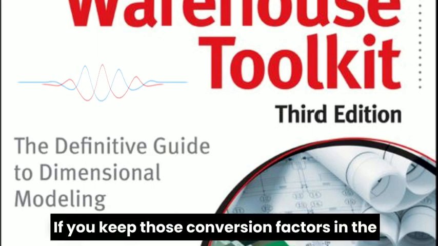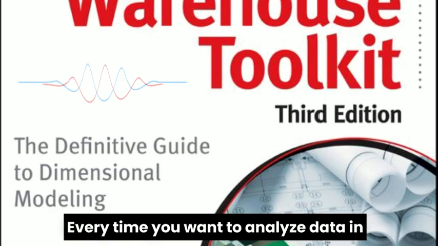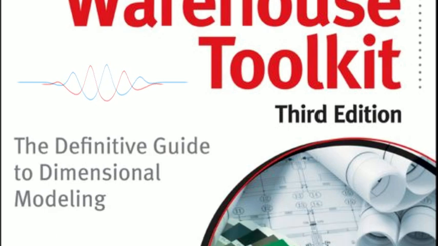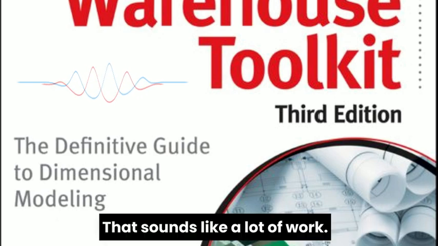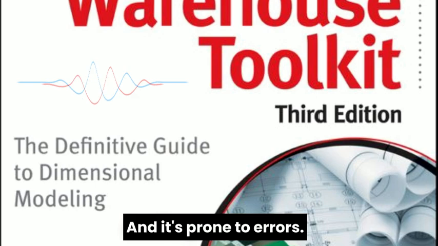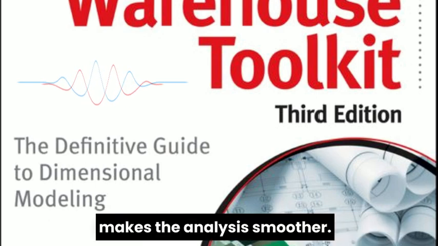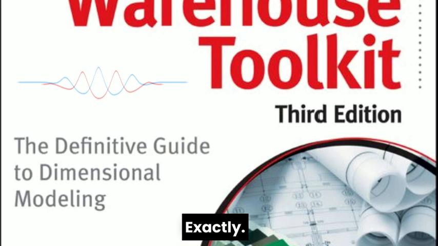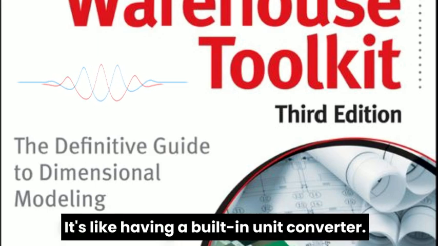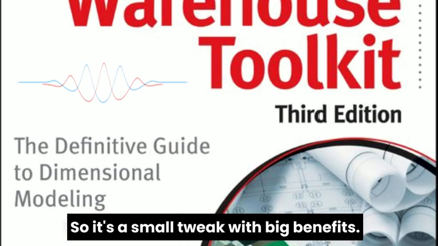Think about it. If you keep those conversion factors in the product dimension, every time you want to analyze data in different units, you have to look up those factors and do a bunch of manual calculations. That sounds like a lot of work. It is, and it's prone to errors. So having everything in the fact table just makes the analysis smoother. It does. And reduces the risk of mistakes. Exactly. It's like having a built-in unit converter. It is. Right there in your data. Makes things much easier. So it's a small tweak with big benefits.